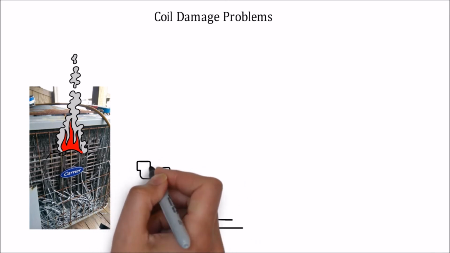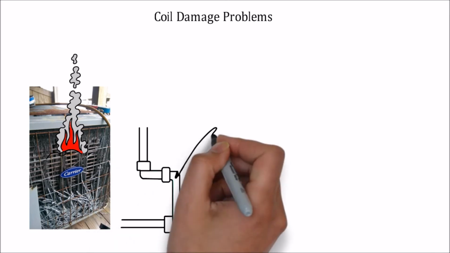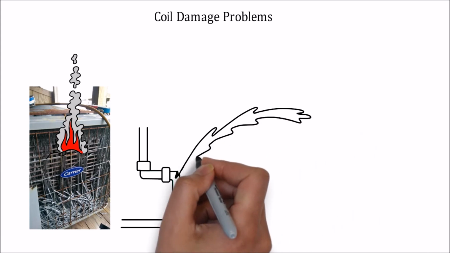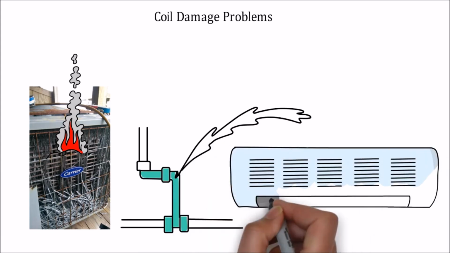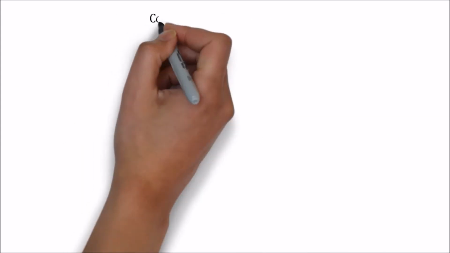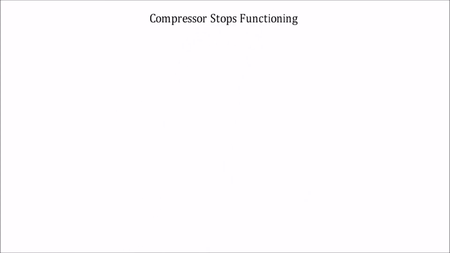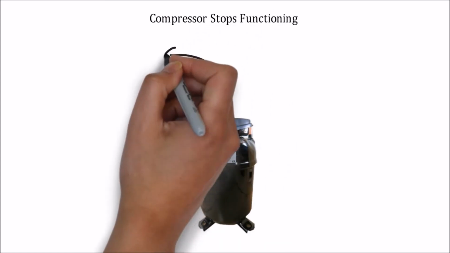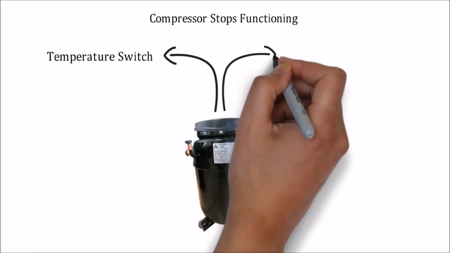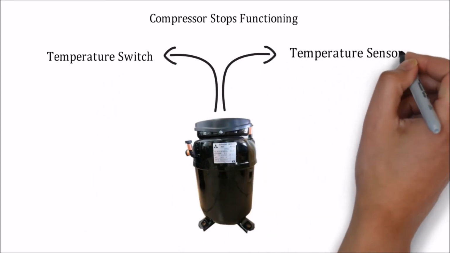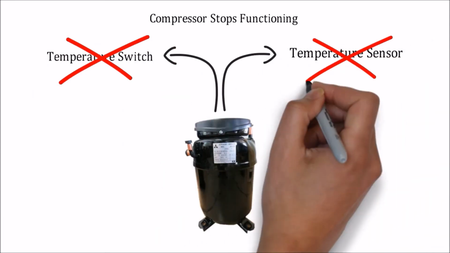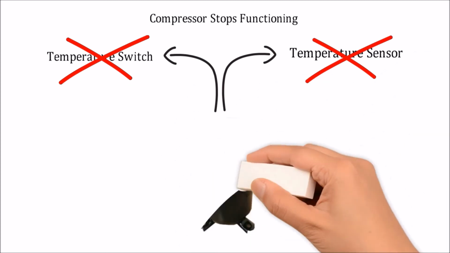In this case, when the connection between the evaporator coils and the core is damaged, the refrigerant may leak from in between, and the air conditioner may not work properly. Compressor stops functioning. The AC compressor is linked to two main components of the system: the temperature switch and the temperature sensor. If these switches fail to function, it will ultimately impact the compressor activity and might disable it entirely.